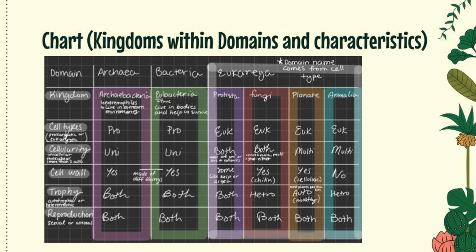So in each one, I listed the cell type, cellularity, cell wall, trophy, reproduction, and I've listed what each of them means. So cell type is whether it's prokaryotic or eukaryotic, cellularity is whether it's unicellular or multicellular, or is it both? And then trophy is basically if it's an autotroph or a heterotroph. Autotroph meaning it makes its own food, and heterotroph meaning it needs to eat something else to get its food. And reproduction is whether it's sexual or asexual reproduction. So there we have it, and I tried to organize it the best I could so that you could see which kingdoms fall in which domains and the characteristics of each.